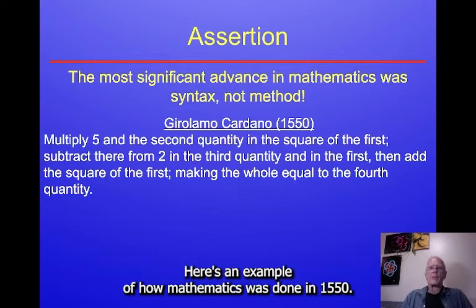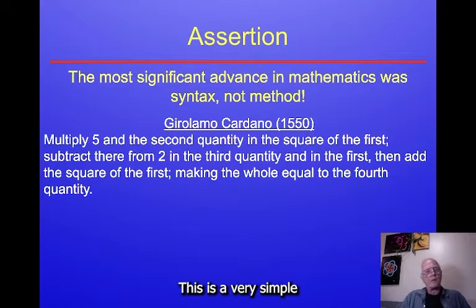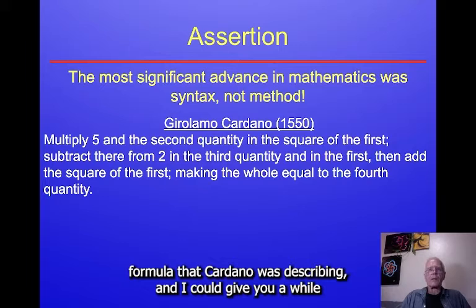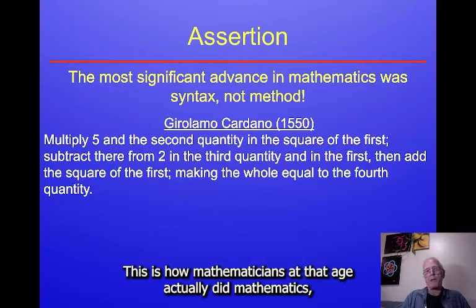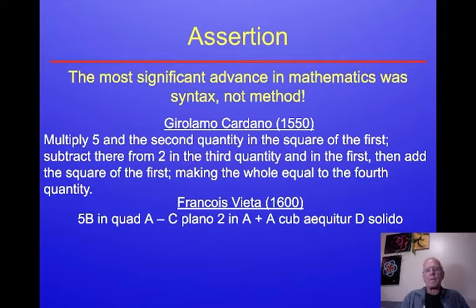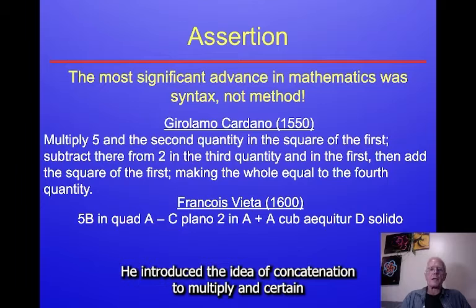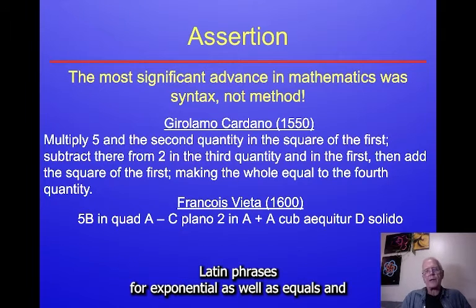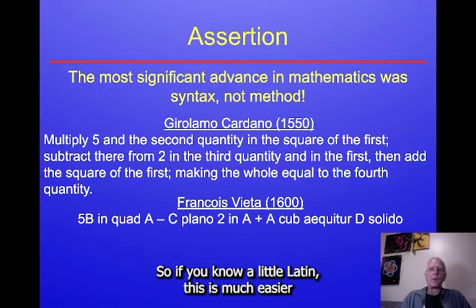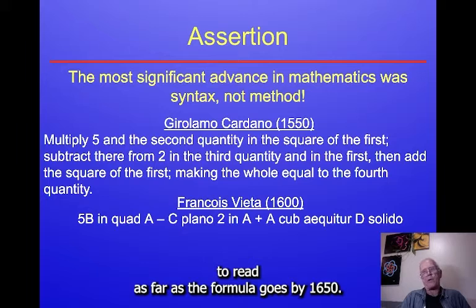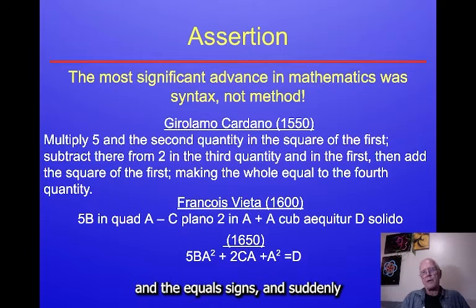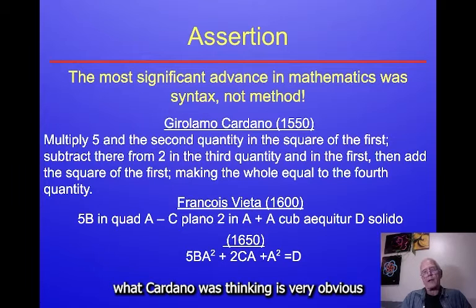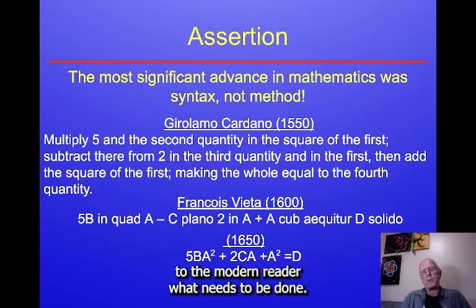Here's an example of how mathematics was done in 1550. This is a very simple formula that Cardano was describing, and I could give you a while and you could probably figure out what that formula is. This is how mathematicians of that age actually did mathematics. About 1600, Vieta abbreviated a lot of this. He introduced the idea of concatenation to multiply and certain Latin phrases for exponentiation, as well as equals and some of these others. So if you know a little Latin, this is much easier to read as far as the formula goes. By 1650, however, they had introduced the plus and the minus and the equal signs, and suddenly what Cardano was thinking is very obvious to the modern reader, what needs to be done.